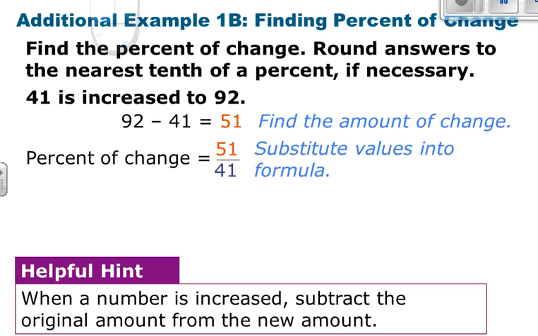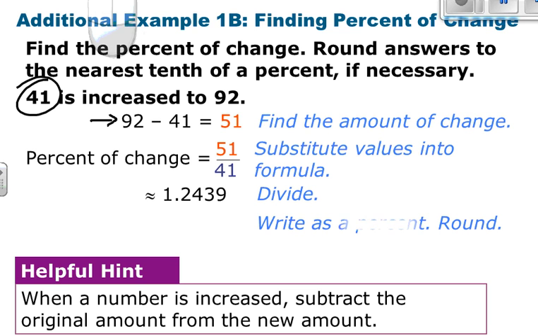Not the original about how we started this part, but the original in our story. 41 is increased, so that's where we began. So 51 over 41 gives 1.2439. And once again, don't stop there. We need to convert that to a percent. So 124.4% is the percent of change.